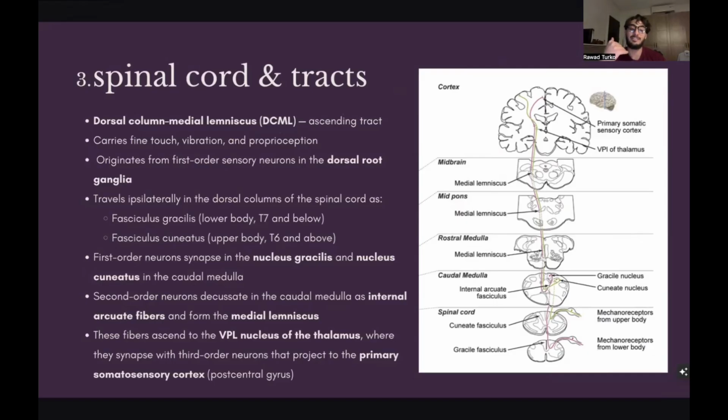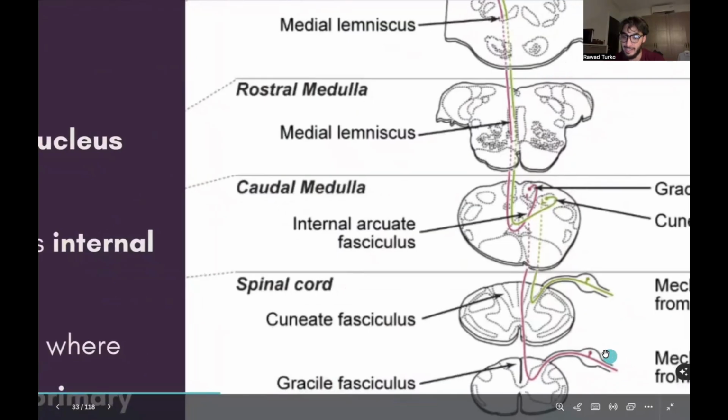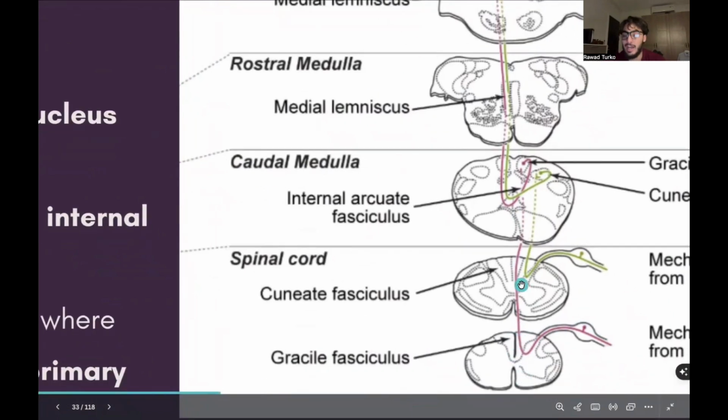So again, since this is ascending, it's going to enter the spinal cord through where exactly? The dorsal root. The dorsal root ganglion is where the first order sensory neurons are. It's going to travel ipsilaterally in the dorsal column. They're going to ascend ipsilaterally, throughout the entire length of the spinal cord until they reach the medulla.